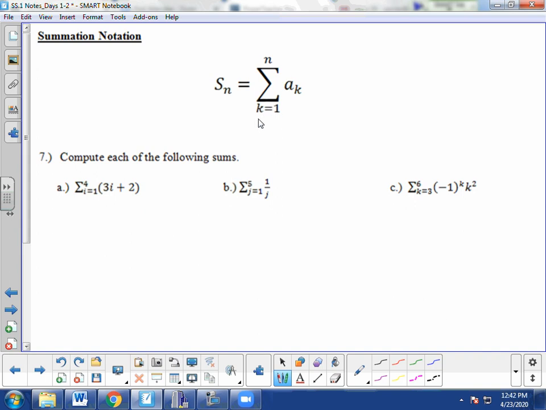The k down here at the bottom, this is what we call k equals 1. This is what we call the lower limit, or the term at which we begin adding. The n up top is what we call the upper limit, or the term at which we end. We stop adding. A sub k is known as a few different things, but we can call it the element, and this is basically the formula for finding the terms.